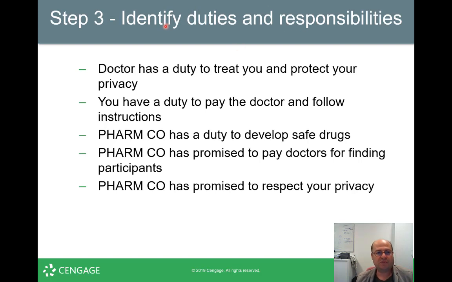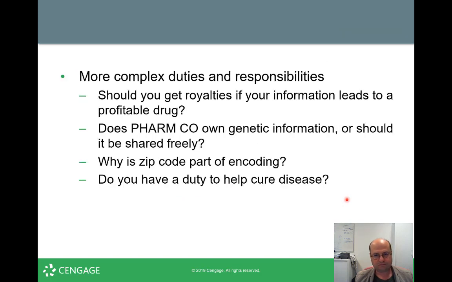Identify duties and responsibilities. That is the deontological step. Your doctor has a duty to treat you and protect your privacy. You have a duty to pay the doctor and follow instructions. PharmCo has a duty to develop safe drugs. PharmCo has promised to pay doctors for finding participants. PharmCo has promised to respect your privacy. So this is the deontological.